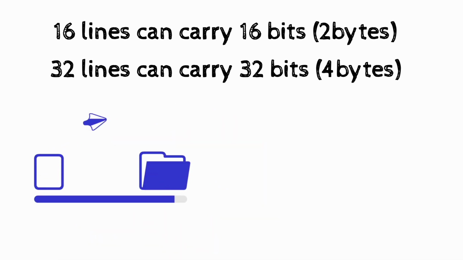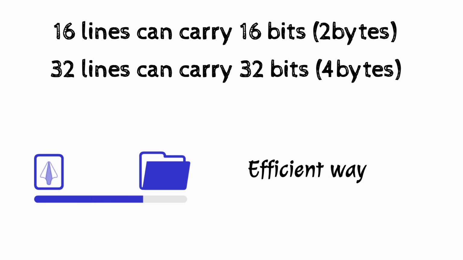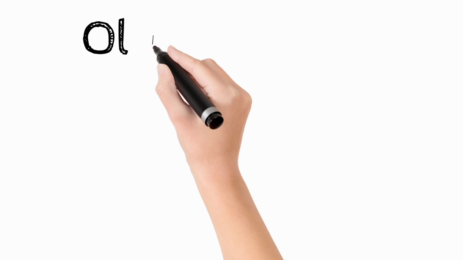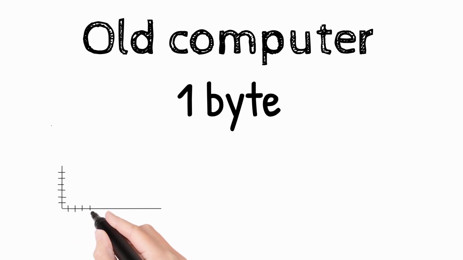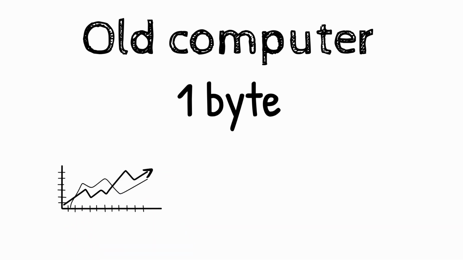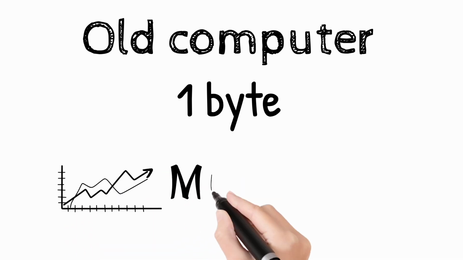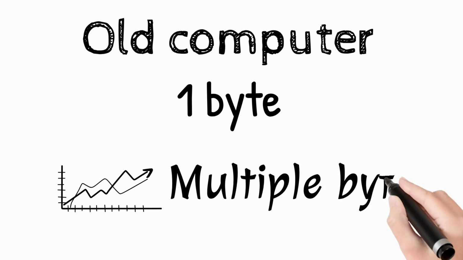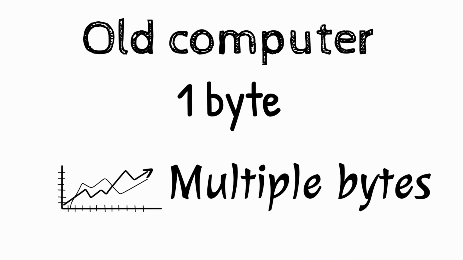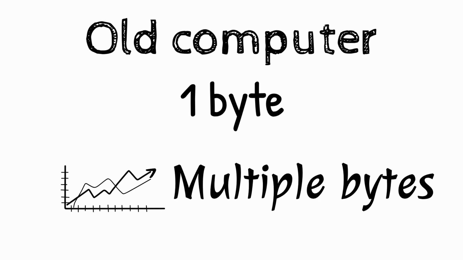Buses are designed in such a way that they can communicate with the components in an efficient way. In old computers, buses were able to carry only 1 byte of data, but with the improvement in technology, the buses present in today's computers can carry multiple bytes at one time, thus improving the speed and performance of computers.